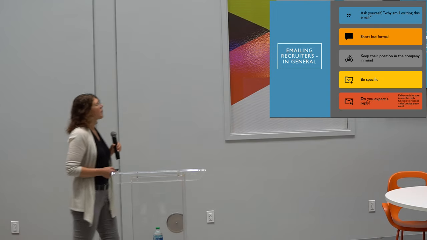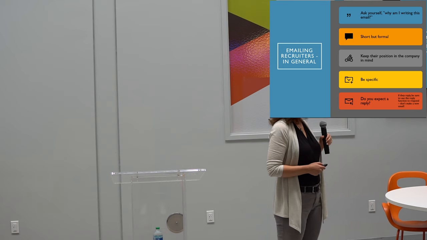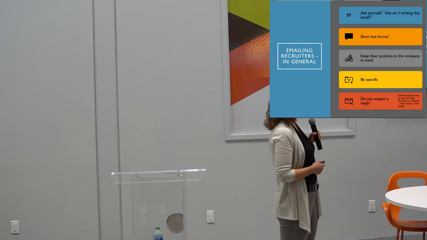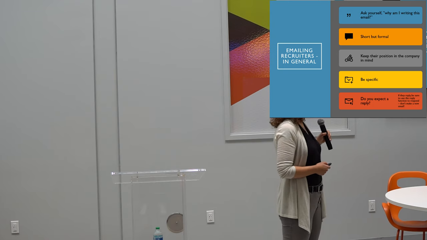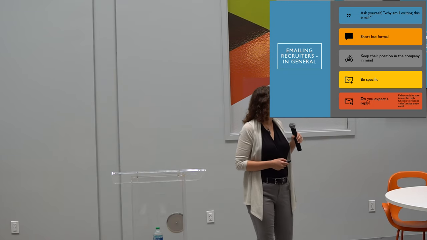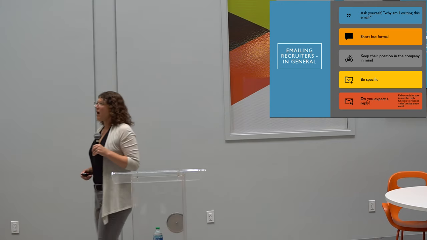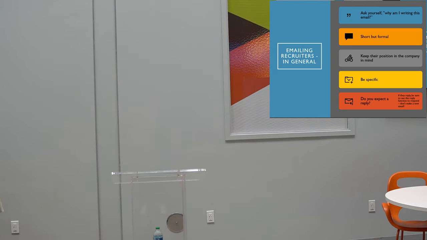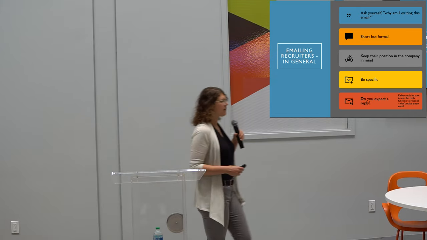So when you are thinking about emailing recruiters in general, again, ask yourself the audience question: why am I writing this email? Keep it short but formal. Keep the position in mind, be specific, and consider whether or not you expect a reply. So again, we're focusing on these general tips for job search writing, but many of these principles are going to be relevant for other types of communication as well.